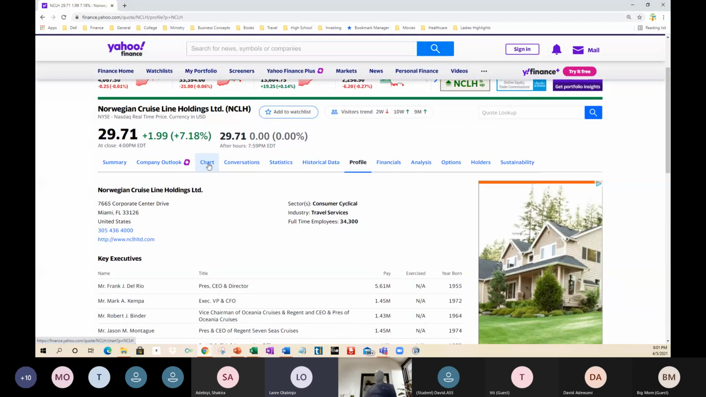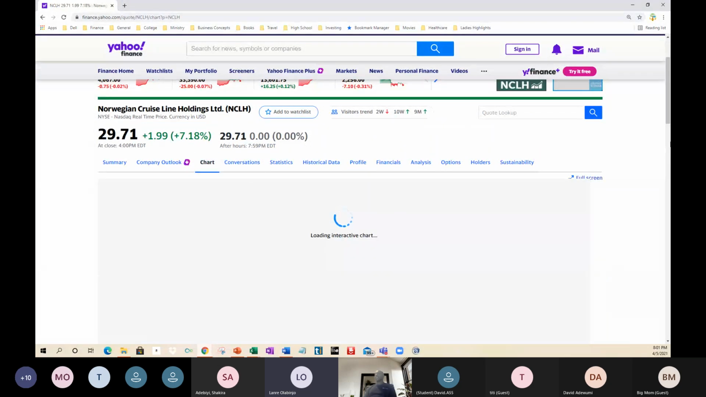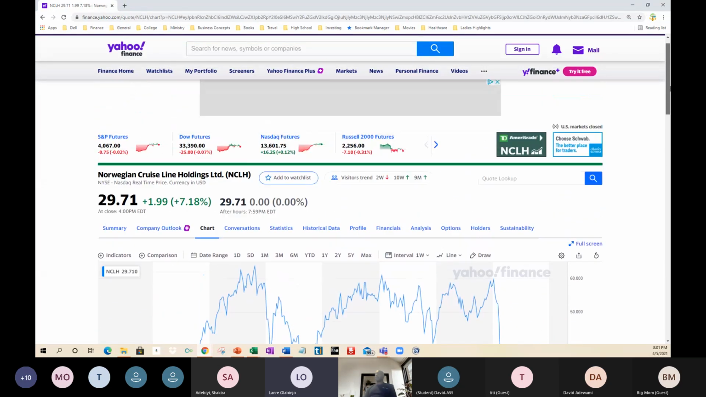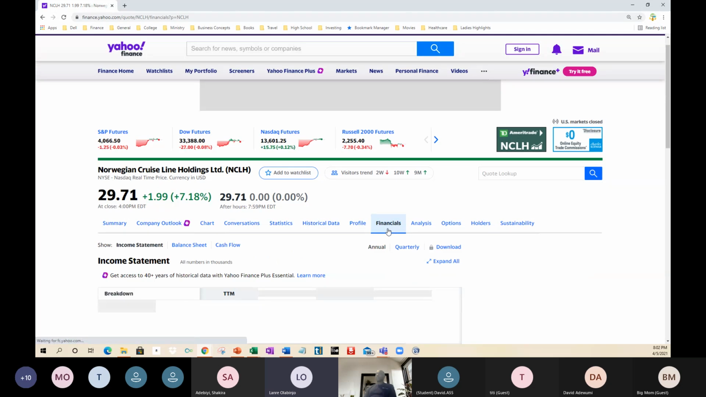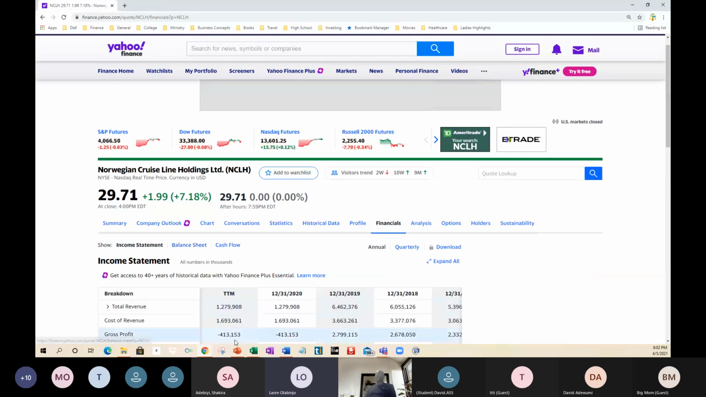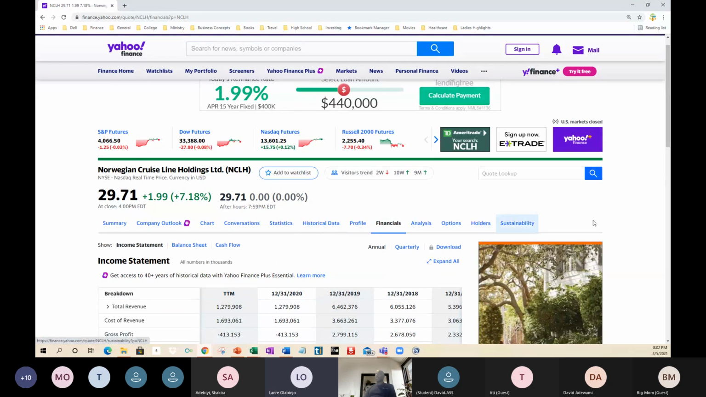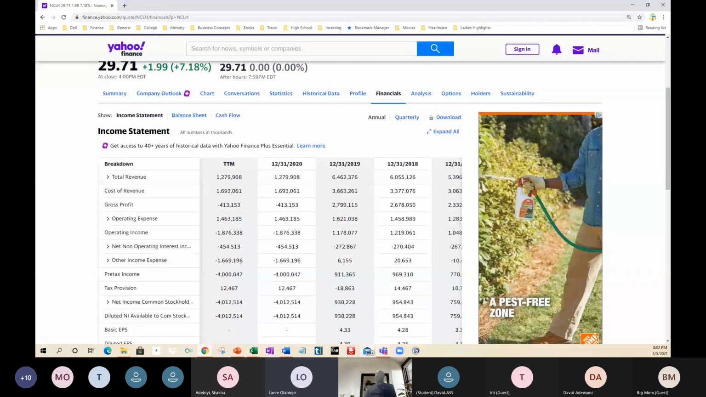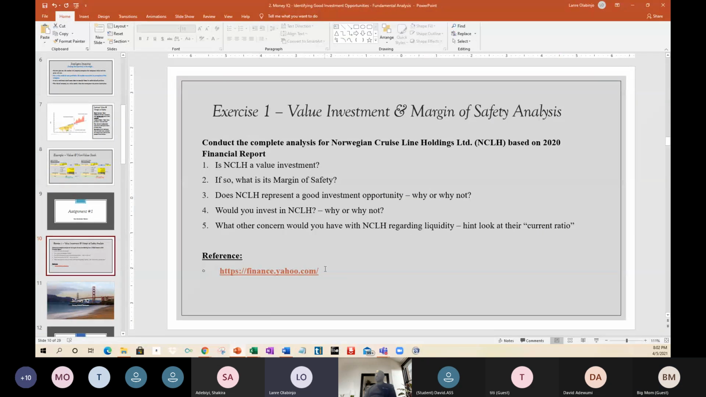Okay, and then the charts, you can do some charting here. We're going to get into technical analysis and we'll spend some time on charting. We'll look at that at that time. But for the purpose of this example, your focus is on financials. Okay, that's where you get the numbers that you need for NCLH for this assignment. And to answer this question, is the question for tonight clear?